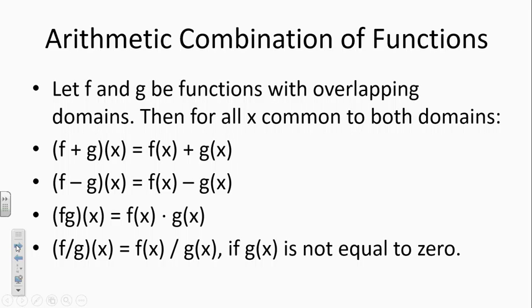For every x they have in common in both domains, our notation says that if we add f and g of x, it's nothing more than taking f of x and adding g of x and combining like terms. If we're combining f minus g of x, we take the function that represents f of x and we subtract off the function that represents g of x.